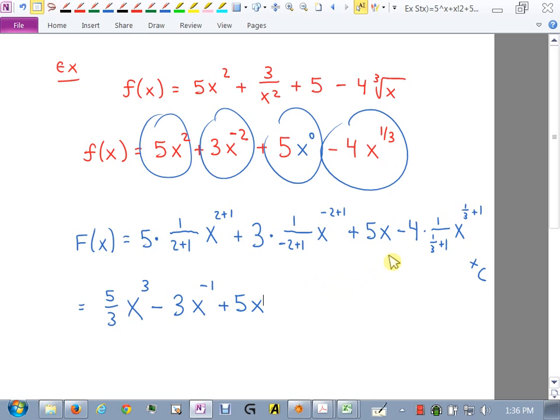All right, let's try this one. What's 1/3 plus 1? 4/3. What's 1 divided by 4/3? It flips over and becomes 3/4, right? 1 over 4/3 is 3/4. What's 3/4 times negative 4? What's negative 4 times 3/4? Negative 3. X to what power? 4/3. So that I just did, 1/3 plus 1 is 4/3, plus c.